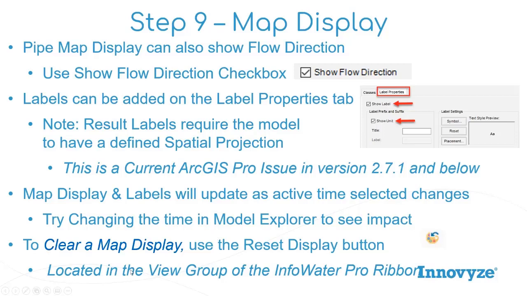If you ever are done with your map display, there's an icon that looks just like the painter's palette with a little blue arrow over it. That is called the reset display button. That will clear that. And you can find that also in the view group of the ribbon.